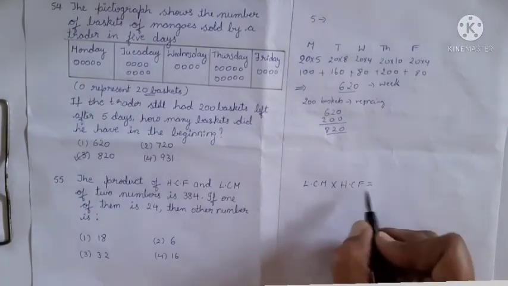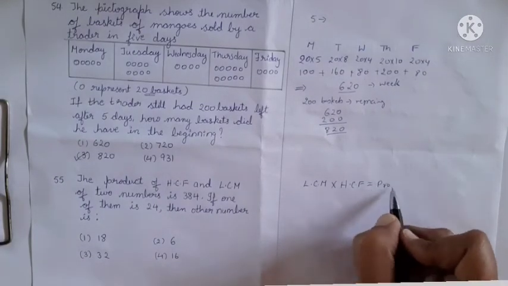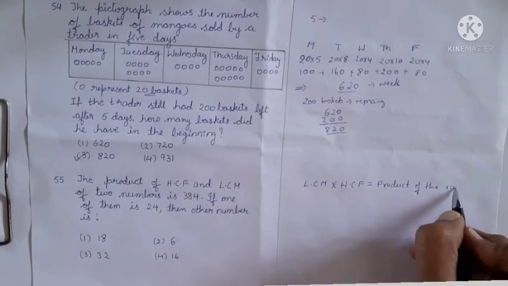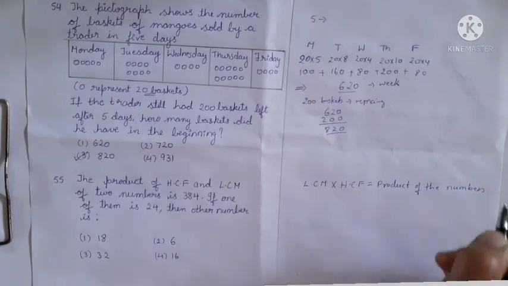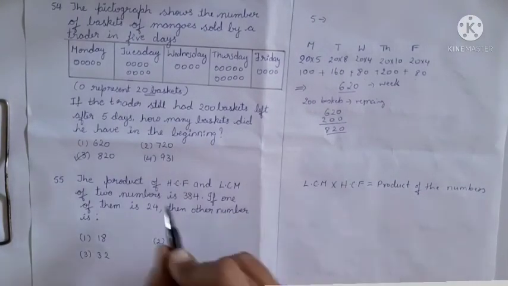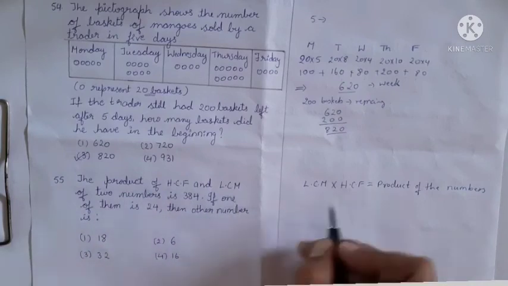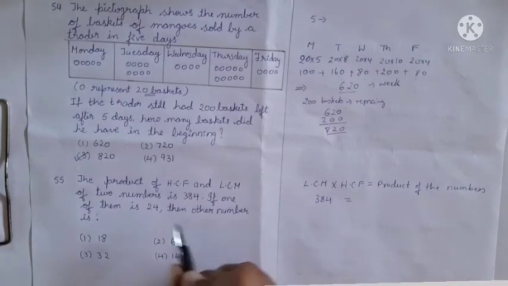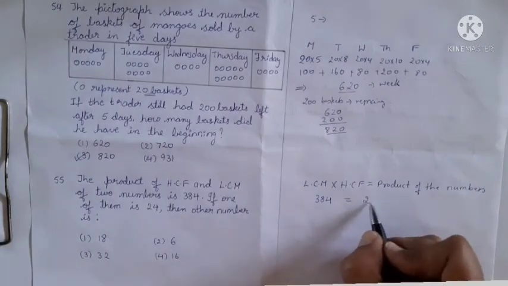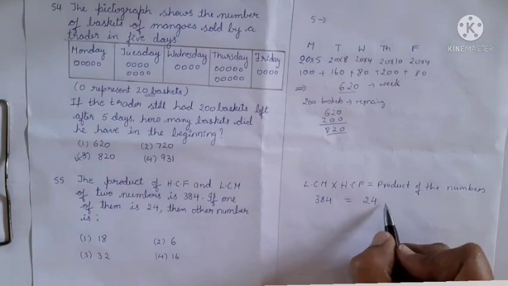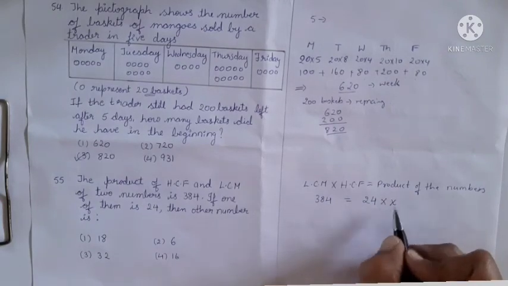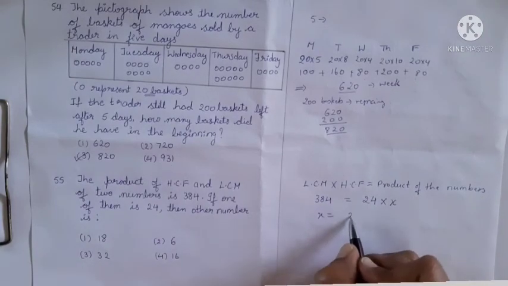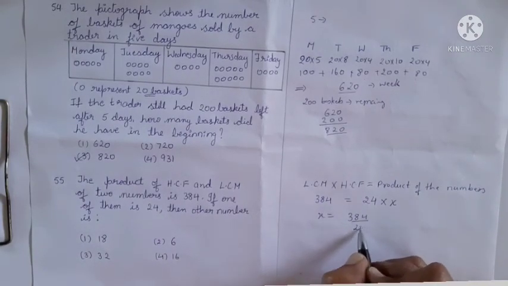LCM into HCF will always be equal to the product of the numbers. So HCF and LCM, they have given us the product of HCF and LCM. So it is 384. If one number is 24, one number we will take 24, the other number we do not know, so we will take it as X. So you have to find out what is that other number. X is equal to 384 divided by 24.